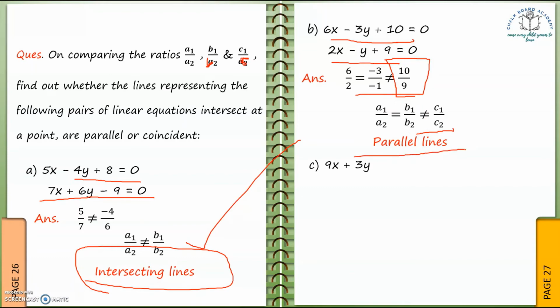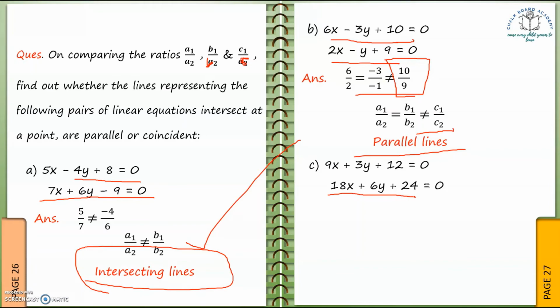Similarly, let's look into the third question. Here we have these equations: 9x plus 3y plus 12 is equal to 0, and the second equation 18x plus 6y plus 24 is equal to 0. In this we can simply see that the second equation is actually a multiple of the first equation.